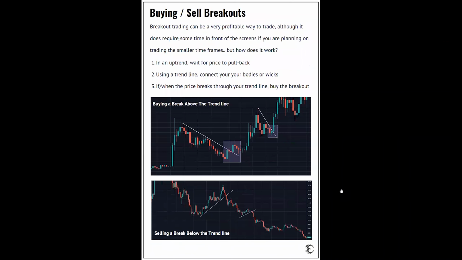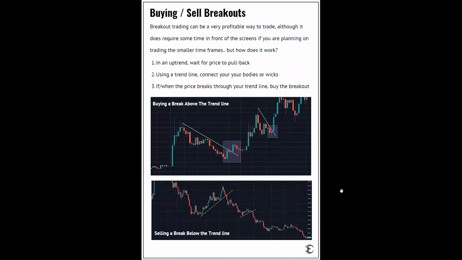So buying and selling breakouts, breakout trading can be very profitable. There's no doubt about that, although it does require a little bit more time in front of the screens unless you've set your positions already. And if you're planning on trading in smaller time frames, there's a lot of noise there as well, which we know. But how does it work?